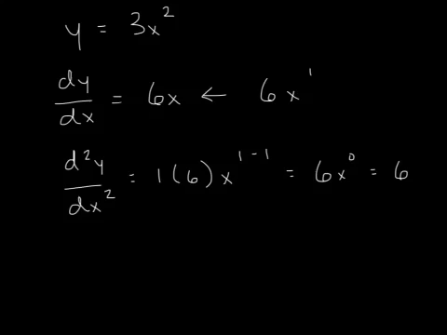And so remember that this is a concavity finding equation, and what you'll notice there is that we get a positive value. So that would show that the curvature of 3x squared is always concave up. If that value comes out negative, then that would mean that it's concave down.